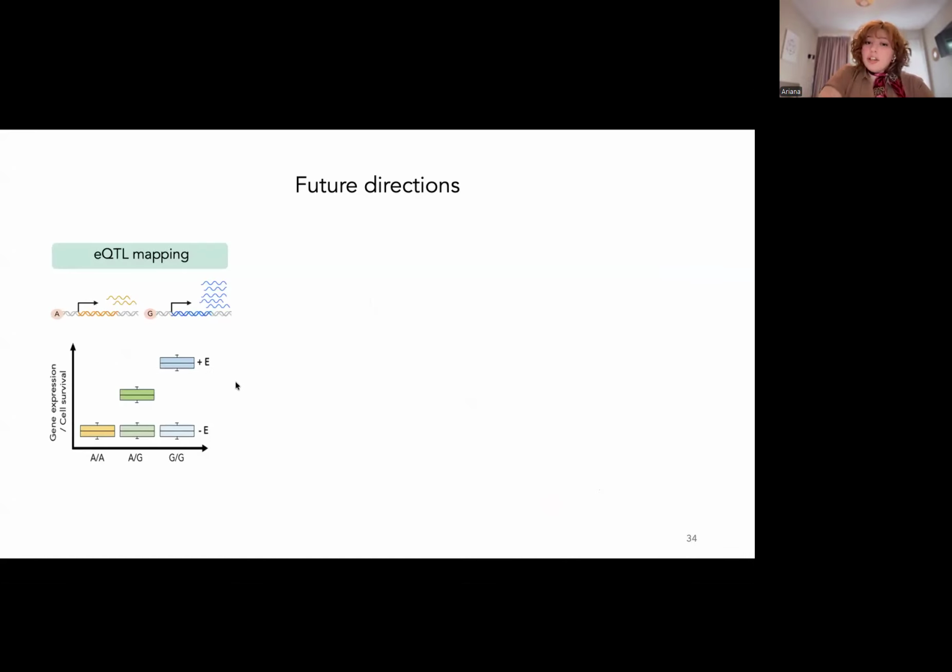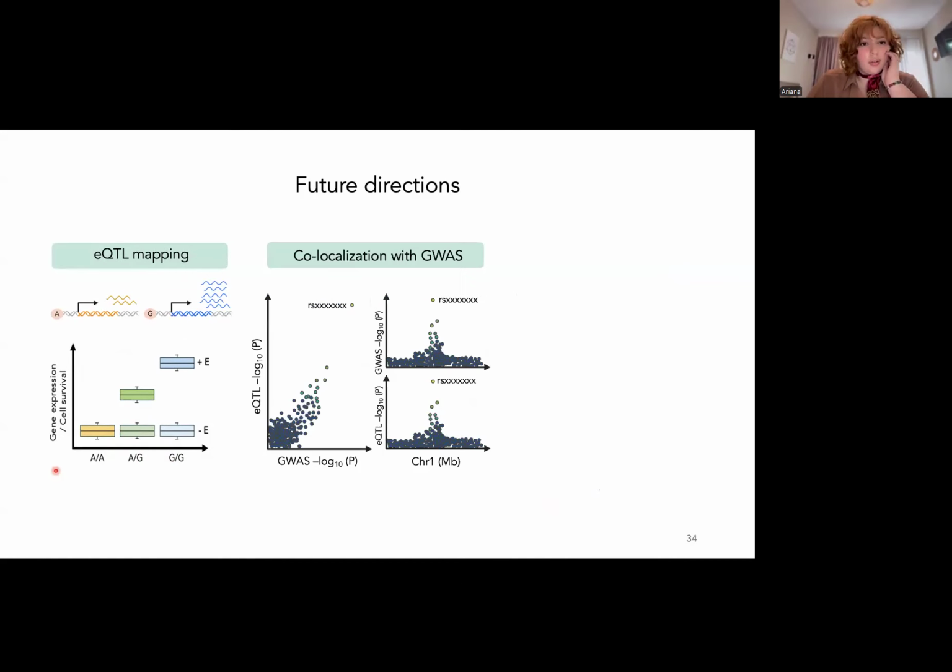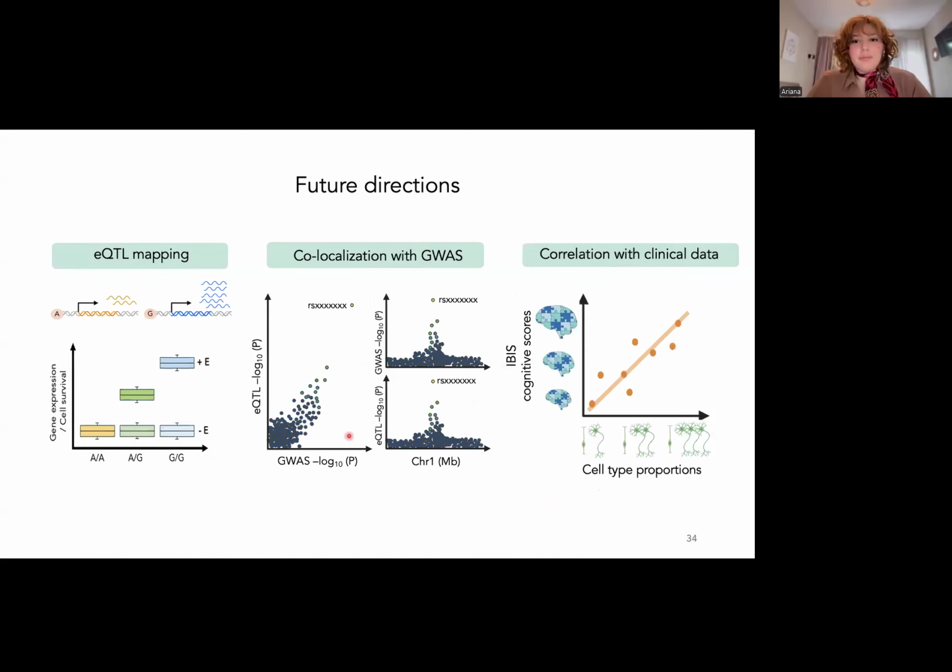So for future directions, first we'll do the eQTL mapping in our single cell data to identify VPA-dependent genetic variants. Second, we'll test whether those same variants colocalize with ASD and brain-related GWAS signals. And lastly, we will look at the correlation with the clinical data to see if VPA-induced responses correlate with IQ, cognitive scores, or MRI data.